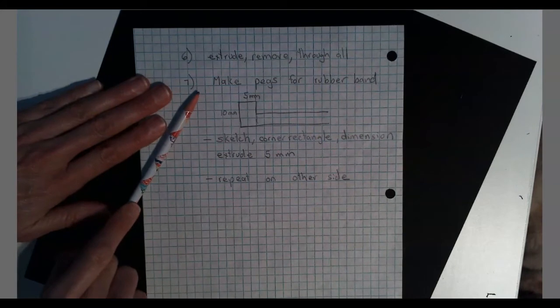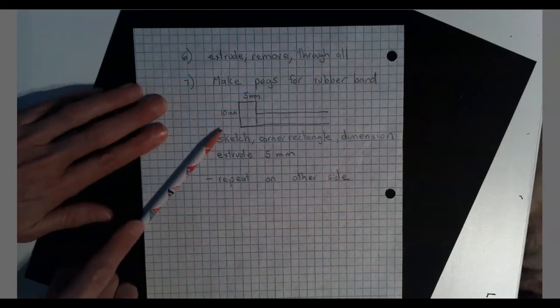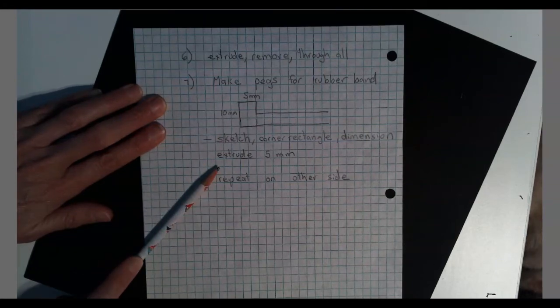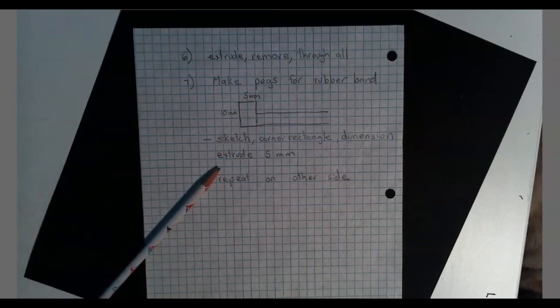Lastly, make the pegs for the rubber band. So start a sketch, make a corner rectangle on one of the ends, give it dimensions, extrude 5 millimeters, repeat on the other side.